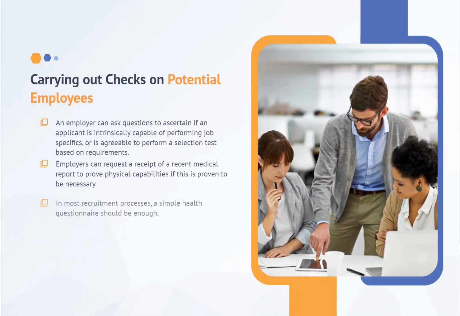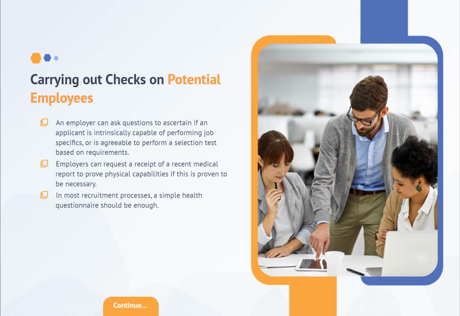An employer can ask questions to ascertain if an applicant is intrinsically capable of performing job specifics or is agreeable to perform a selection test based on requirements. Employers can request a recent medical report to prove physical capabilities if this is proven to be necessary. In most recruitment processes, a simple health questionnaire should be enough.